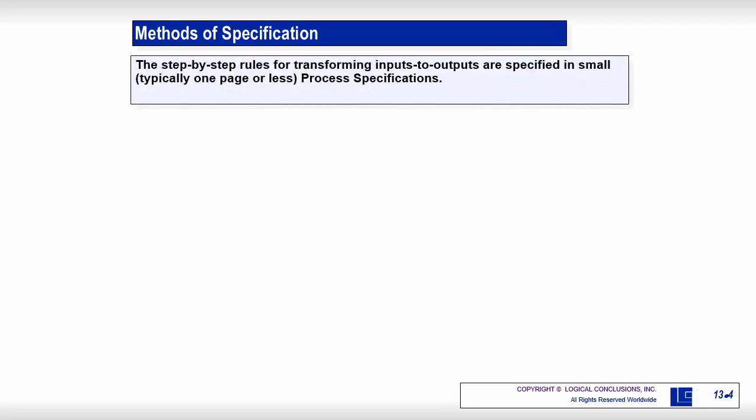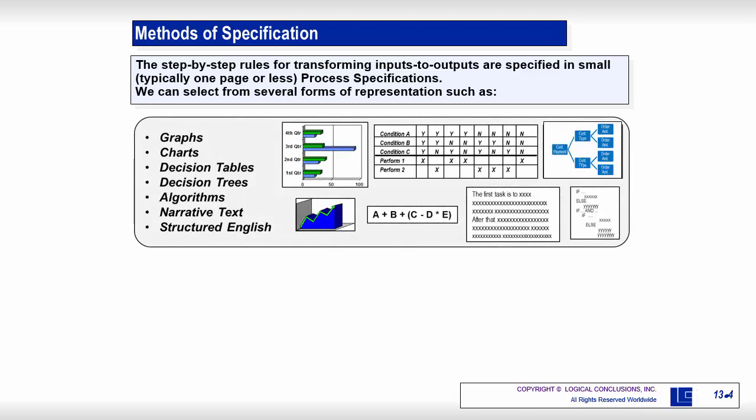So at this point, we can utilize the basic methods of documentation that our schooling system gave us. The step-by-step rules for transforming inputs to outputs are specified in small, typically 1 page or less, process specifications. We can select from several forms of representation, such as graphs, charts, decision tables, decision trees. Notice that those 4 forms of specifications still employ graphics. Algorithms, if the process is a calculation. Just ordinary narrative written textual instructions written the way you would speak. And if the written text could be read ambiguously, then we can use a rigorous form of English called structured English.